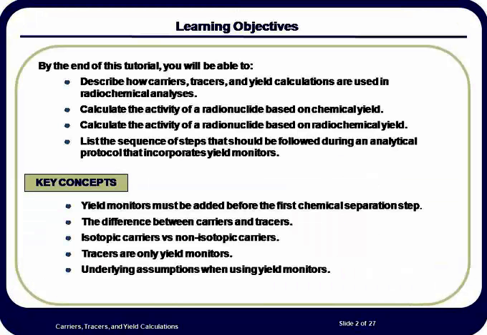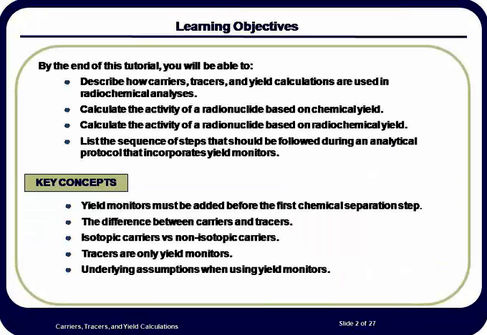At the end of this tutorial, you will be able to describe how carriers, tracers, and yield calculations are used in radiochemical analyses. Calculate the activity of a radionuclide based on chemical yield. Calculate the activity of a radionuclide based on radiochemical yield. List the sequence of steps that should be followed during an analytical protocol that incorporates yield monitors.